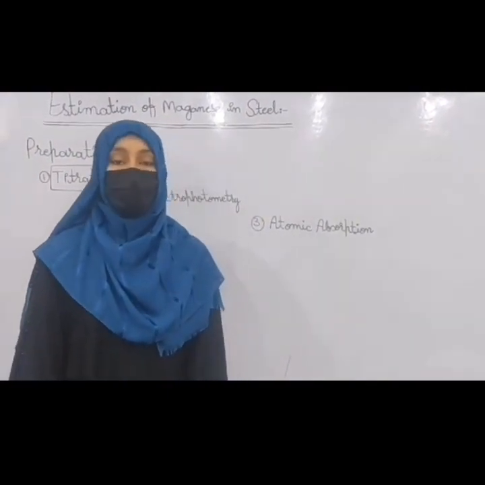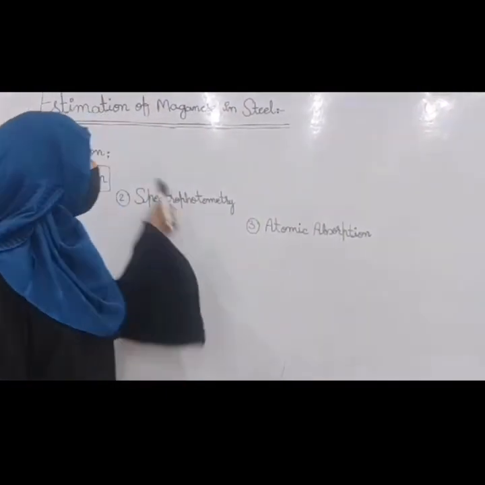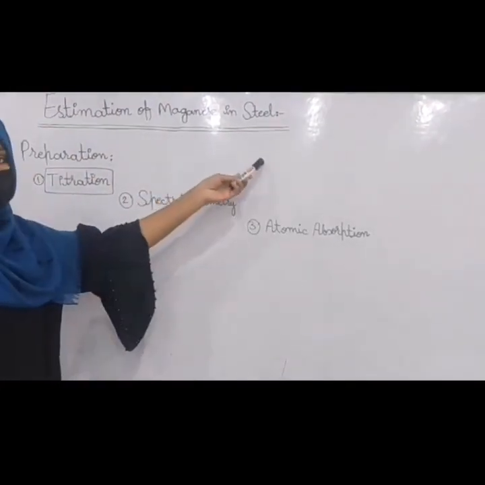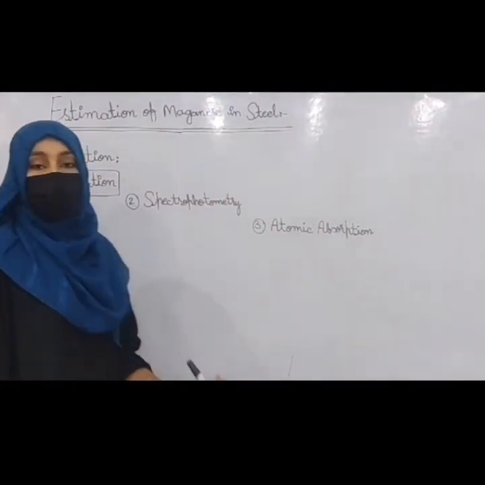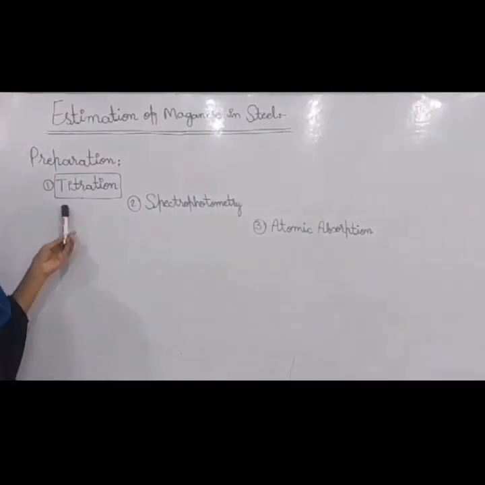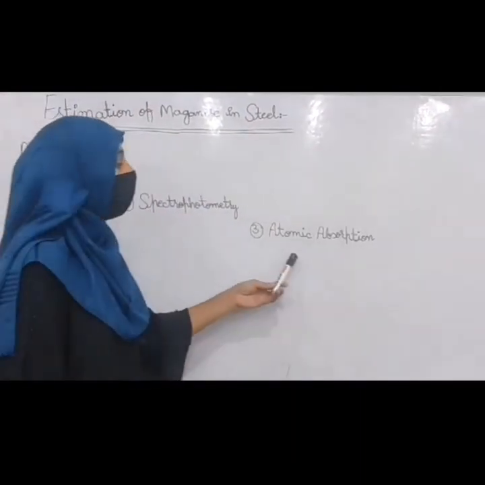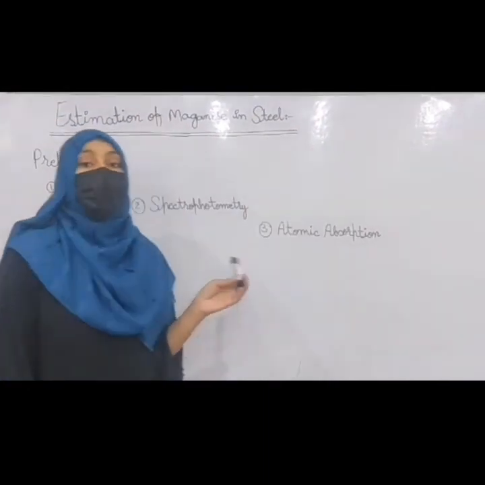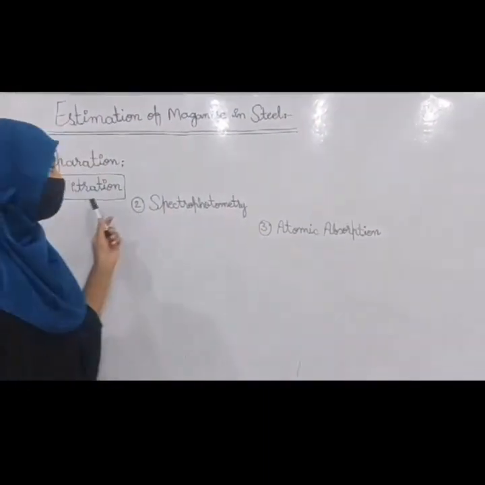Group number 1. Today our topic is estimation of manganese in steel. Estimation of manganese in steel can be done by different techniques like titration, spectrophotometry and atomic absorption. But I have selected the titration method.